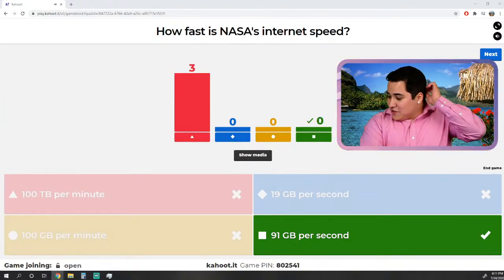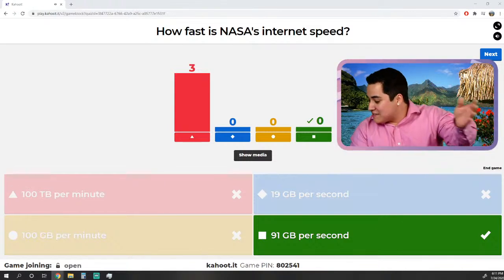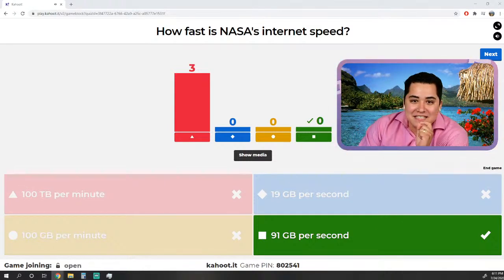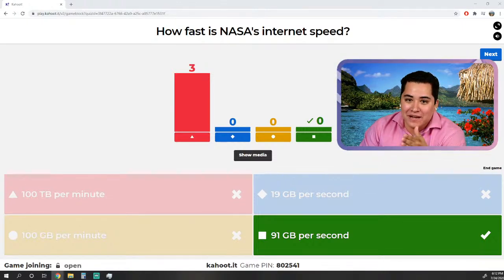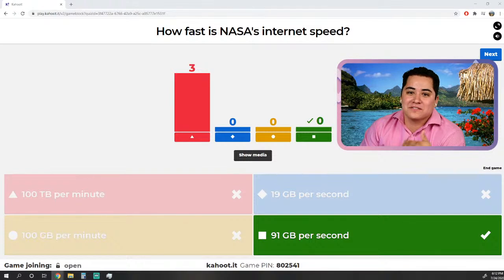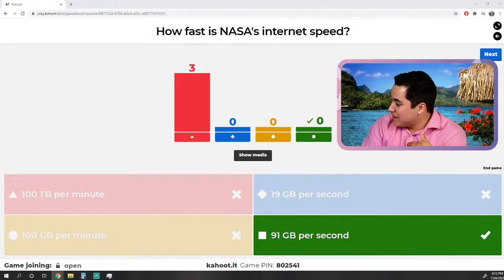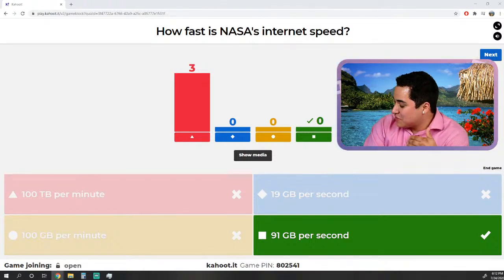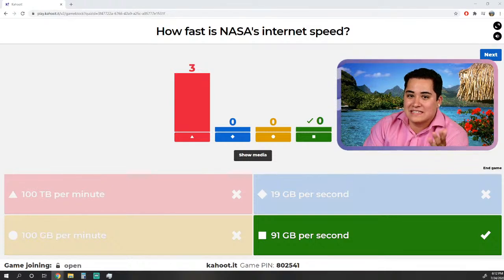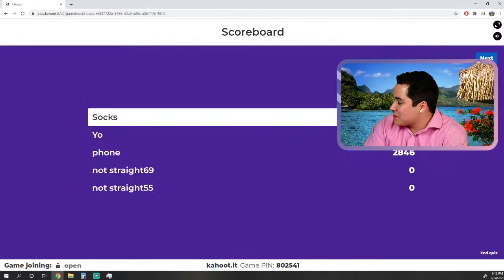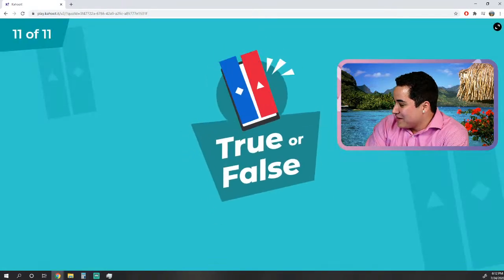The answer, which no one got correct, was 91 gigabytes a second. The average household has 25 megabytes a second, which is still faster than my internet. But NASA has 91 gigabytes a second, which is just insane. I don't even know how that works, but nice. All right, let's keep going here.